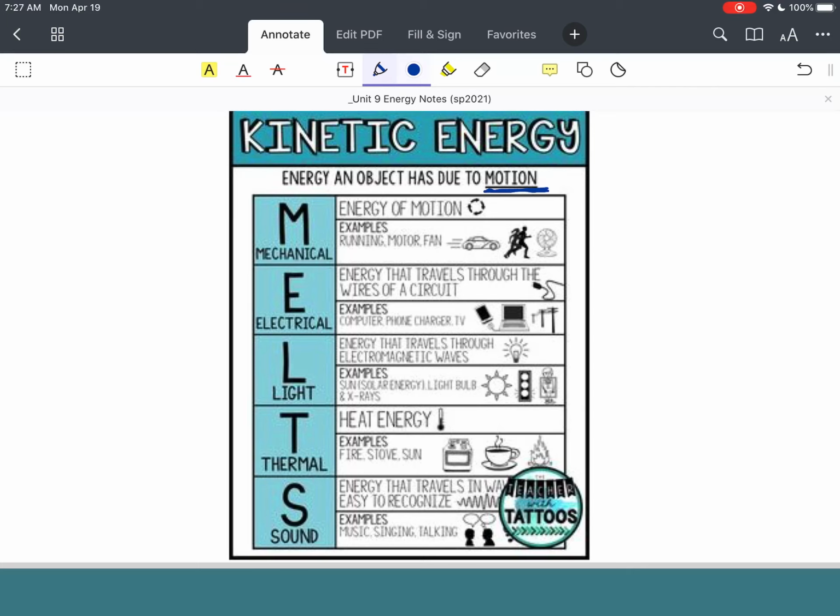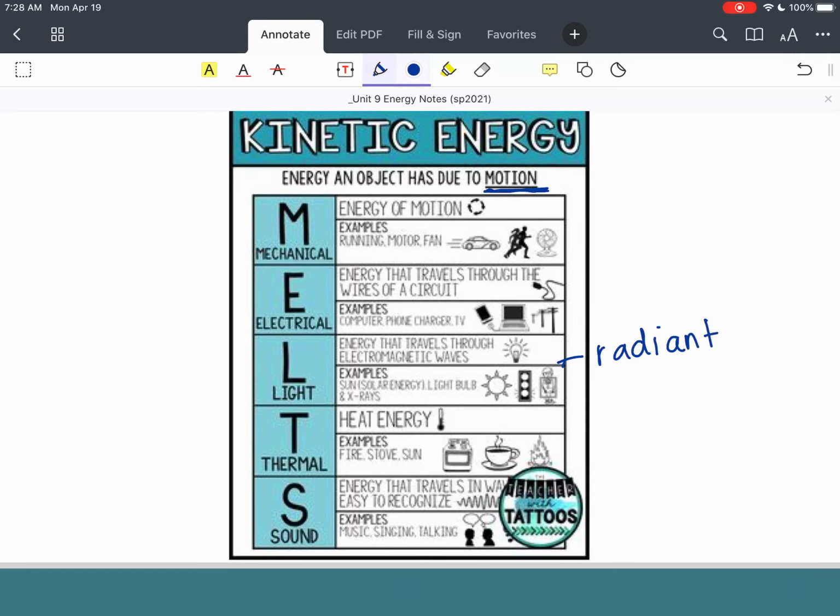So electrical energy, that's just energy that travels through wires. Even though you can't imagine it, like you may not be able to see that electricity, we still know that it moves, right? Because that's how it moves through the power lines. It moves through the cord from your wall to your phone. So it's moving.